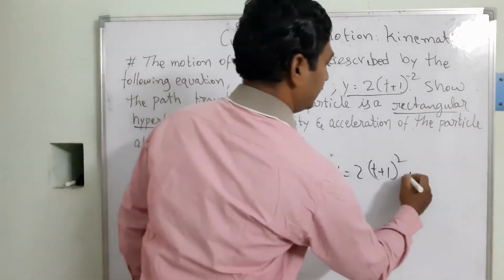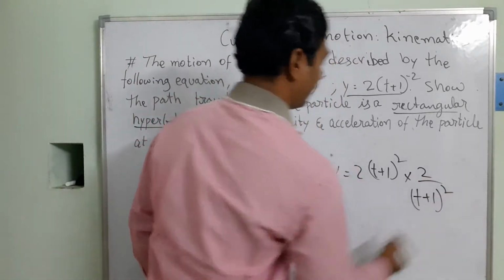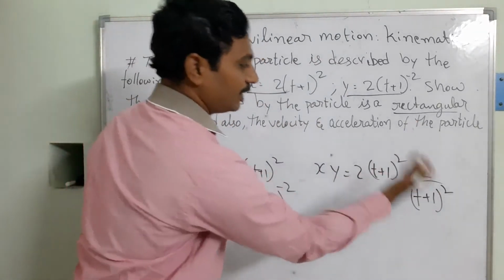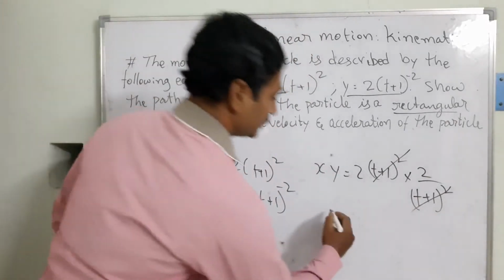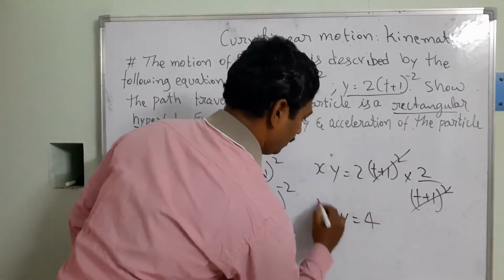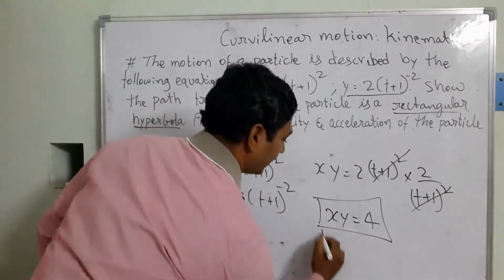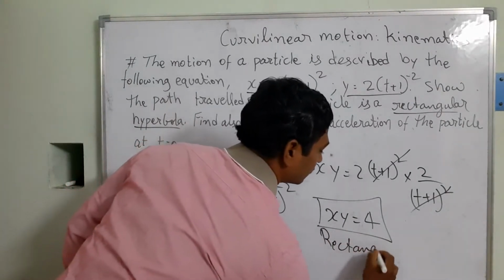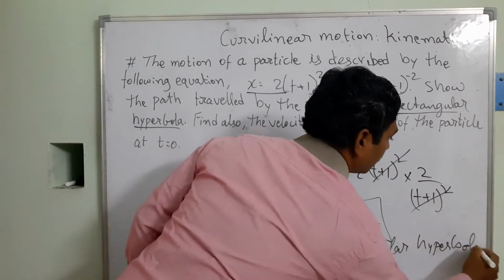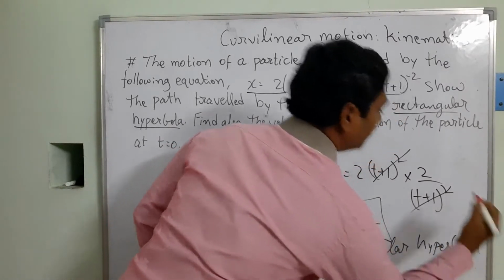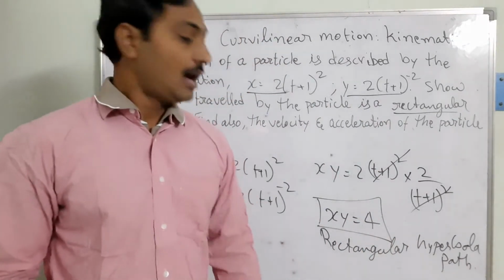and similarly this into 2 divided by (t plus 1) whole square, because minus 2 we are going to get, that is going to be divided by. So then this component is going to be cancelled out. So finally x into y is equal to 4 I am going to get. Hence it is proved that it is a rectangular hyperbola path it is following. It means that the body is moving in a curved path. The curved path name is going to be the rectangular hyperbola path.